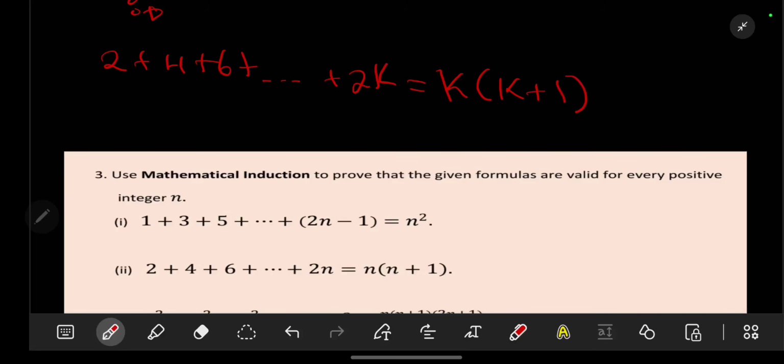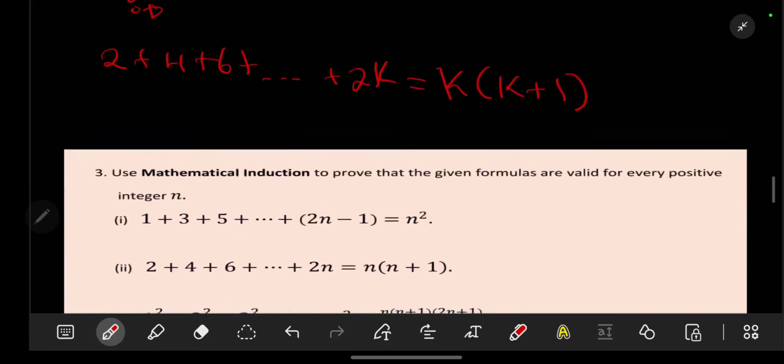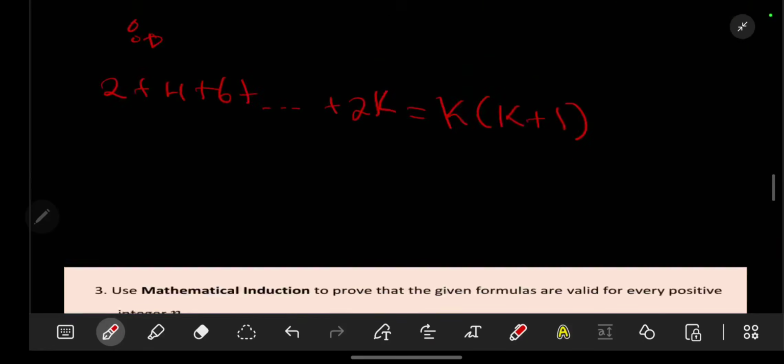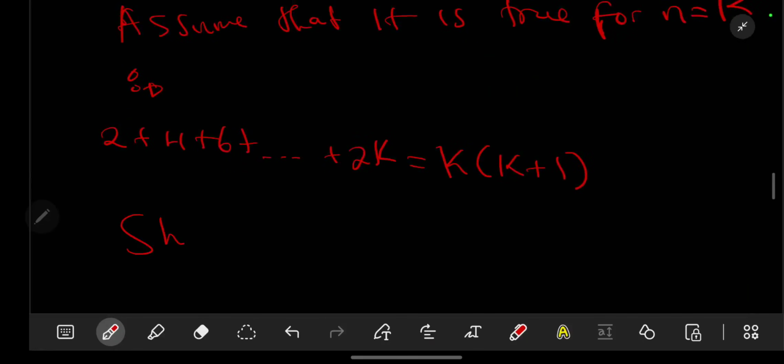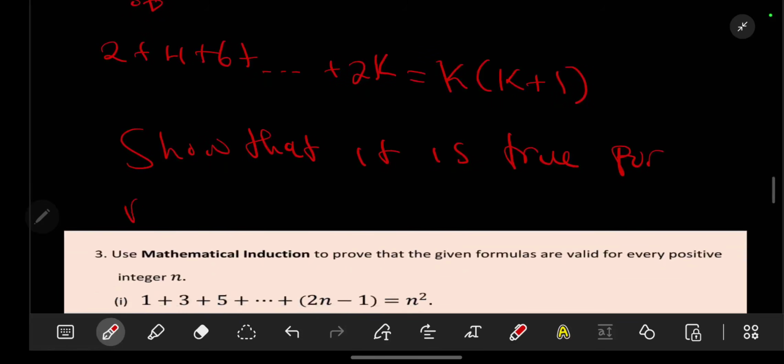So after the inductive step, now we are going to show that it is true for n is equal to k plus 1. So this will be done by adding.